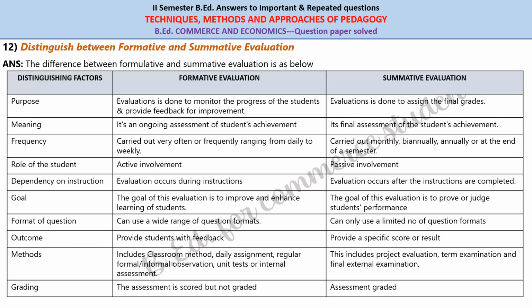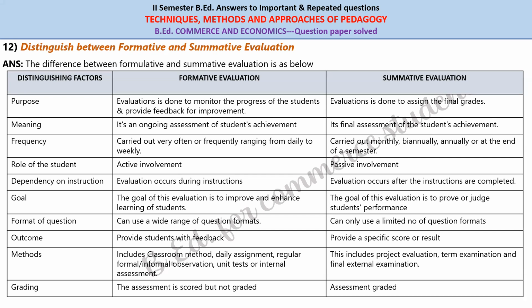Coming to the 12th question, distinguish between formative and summative evaluation. So we are distinguishing them based on the distinguishing factors on the left side, that is purpose, meaning, frequency, role, role of the student, dependency on instruction, goal, format of question, outcome, methods, and grading. You can write any 5 or 6 of these differences, because it's a 5 marks question.